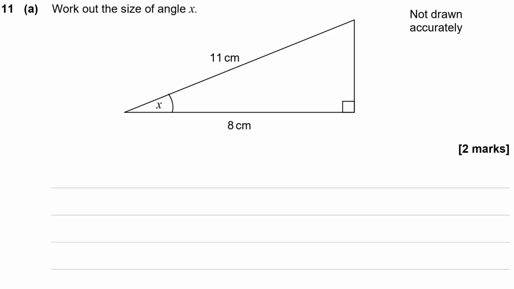Question 11 asks us to work out the size of angle x. I've been given two sides of a right angle triangle, 11 and 8. So when you've got sides and angles together in a right angle triangle, it's going to be trigonometry. Let's start off by labeling the sides relative to x. This is the adjacent, this one is the opposite, this one is the hypotenuse.